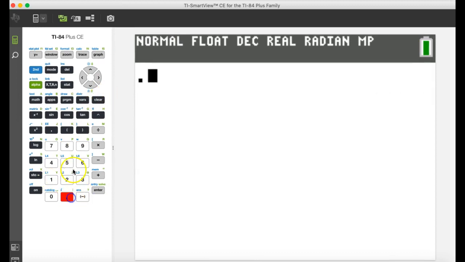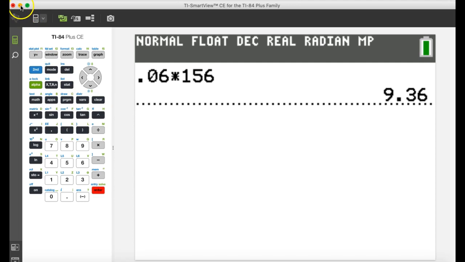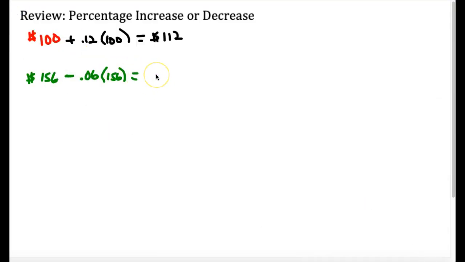So let's see. Might need the calculator for that. 0.06 times 156 is $9.36. So 156 minus 9.36 is going to be 146 and 64 cents. So that's just real quick, the basic idea of percentage increase and decrease.